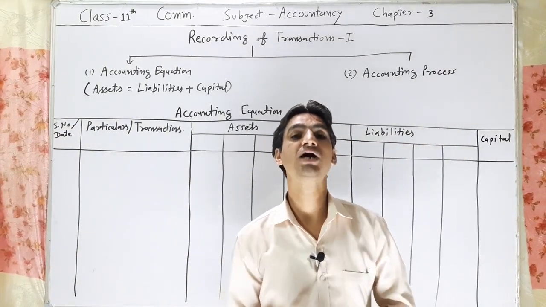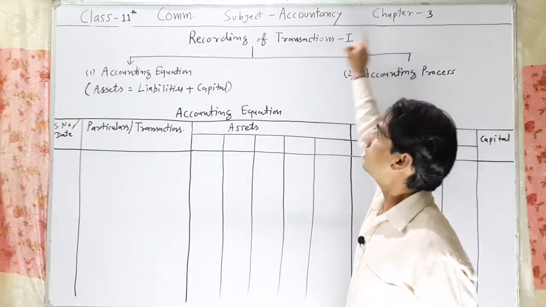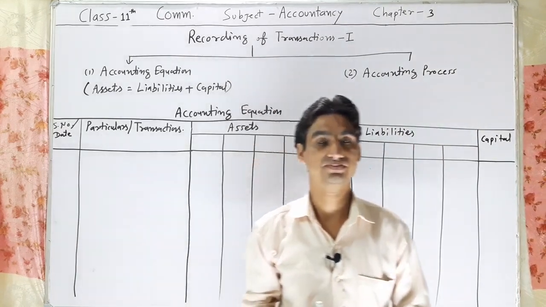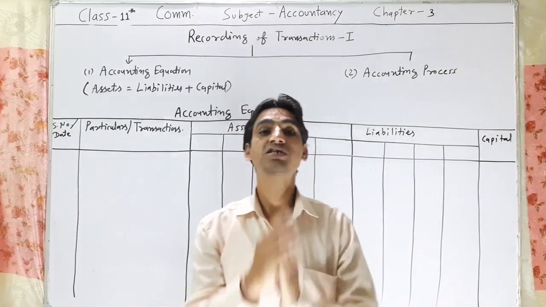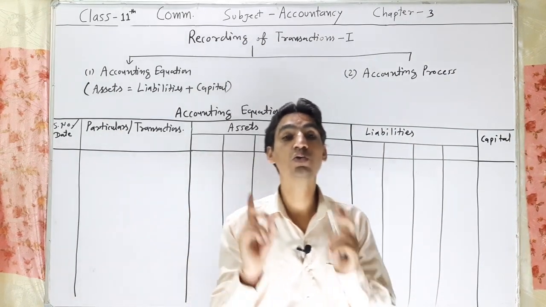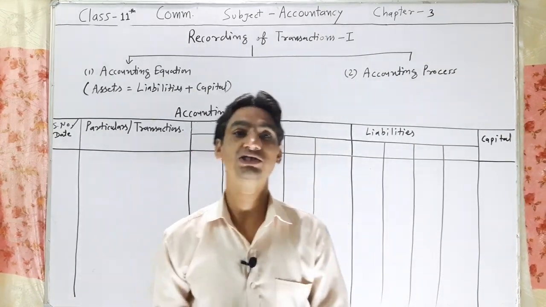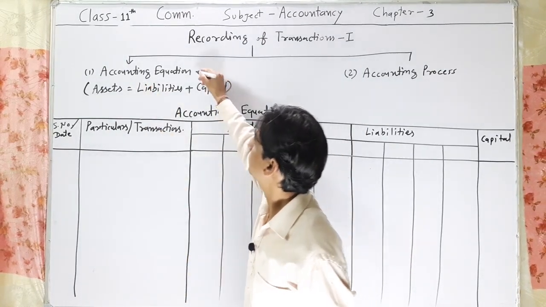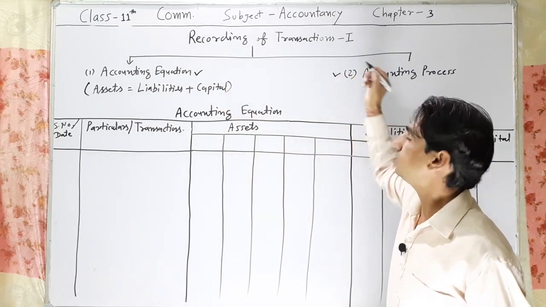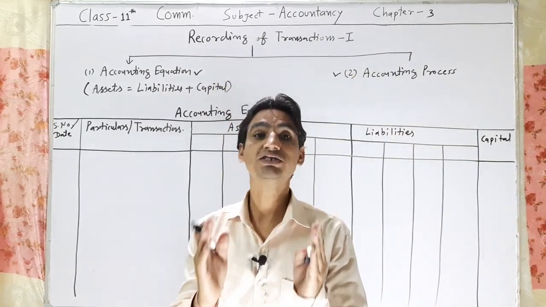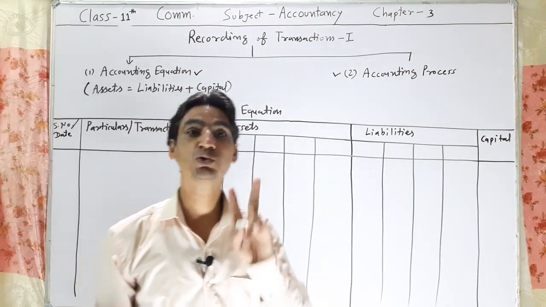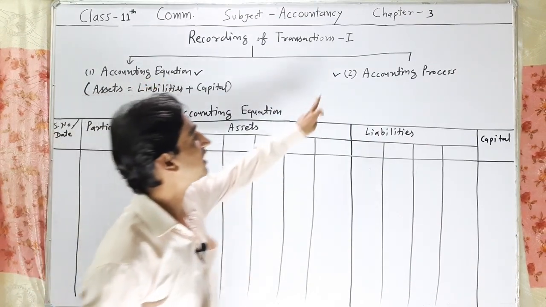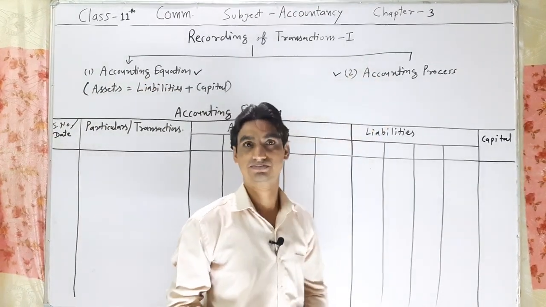Today we are discussing chapter 3, Recording of Transactions, first as per the NCERT book. In this chapter we will discuss two important practical concepts. The first is the accounting equation and the second is the accounting process.